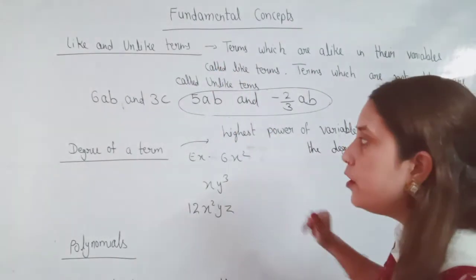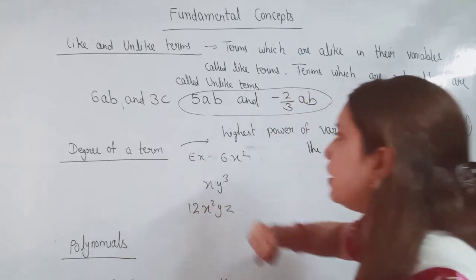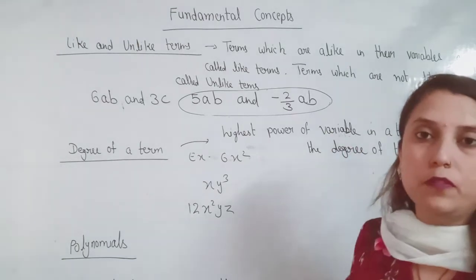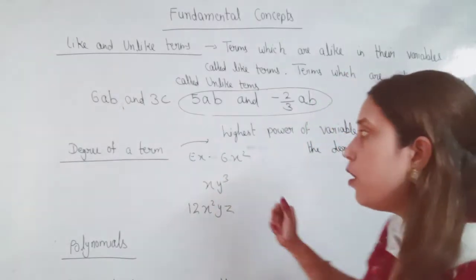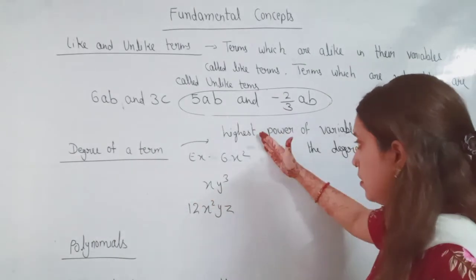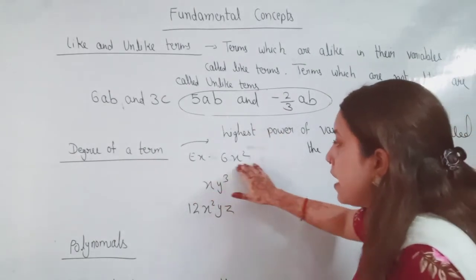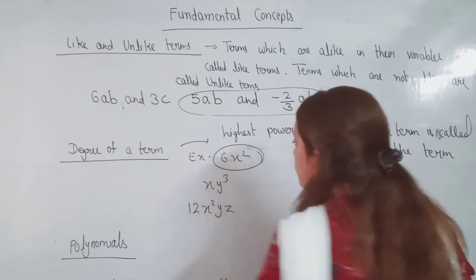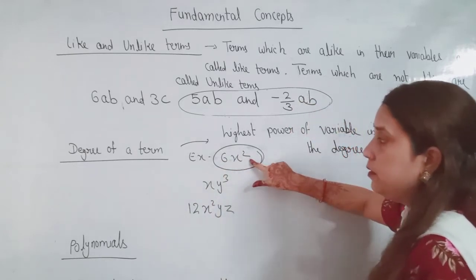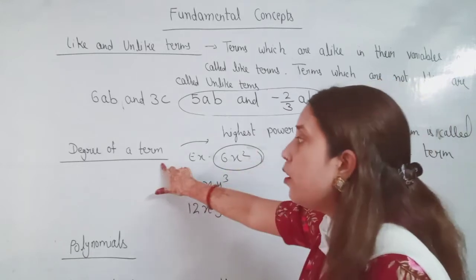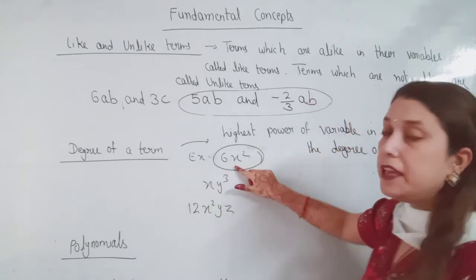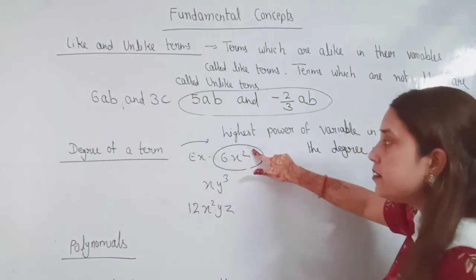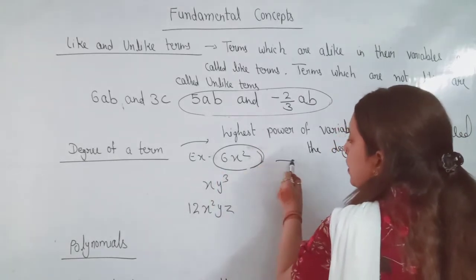Okay beta, now move on to degree of a term. What is the degree of a term? The highest power of a variable in a term is called the degree of the term. Okay, highest power. So how to check? Suppose we are having some examples, 6x square. What is the degree of this term? We will check the degree of the variable in the term. The variable is x and the degree is 2. So the degree of this term is 2.